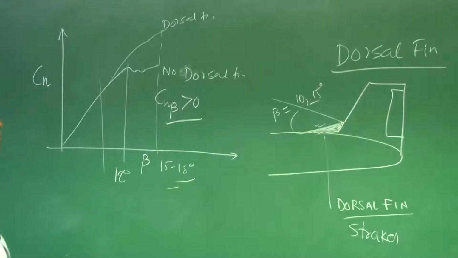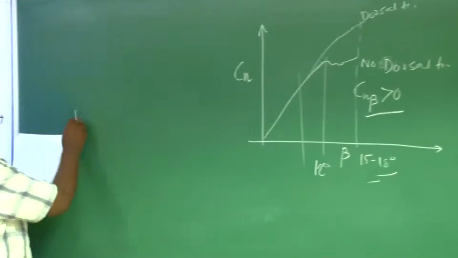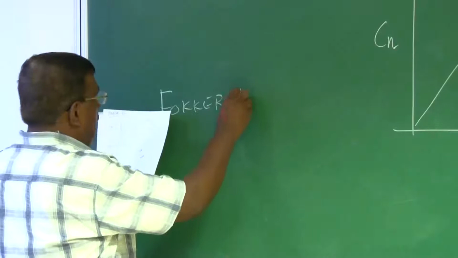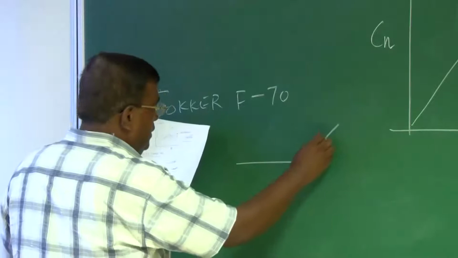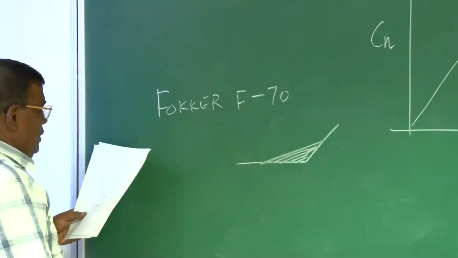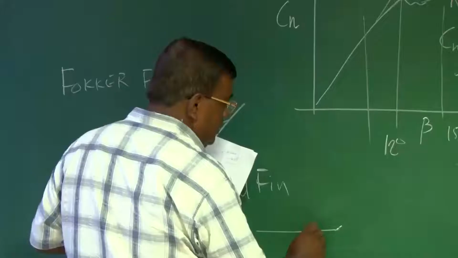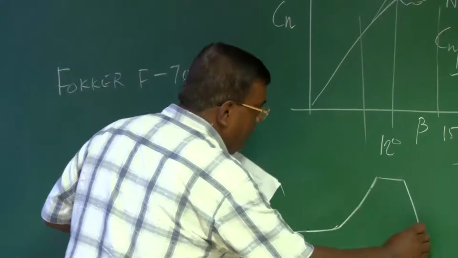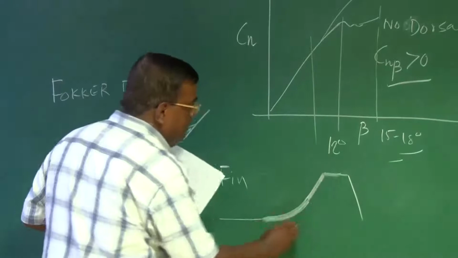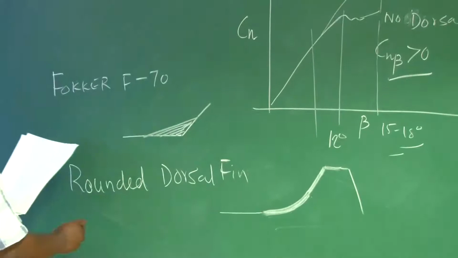If you see this sort of concept being used in the Fokker F70, do a Google search, you will find rigorous use. Now, in most of the airplanes, they are using dorsal fin like this. There is also a rounded dorsal fin. So basically, this dorsal fin itself is part of it, right? Here, it has been rounded like this, right? And there is also an extended dorsal fin.